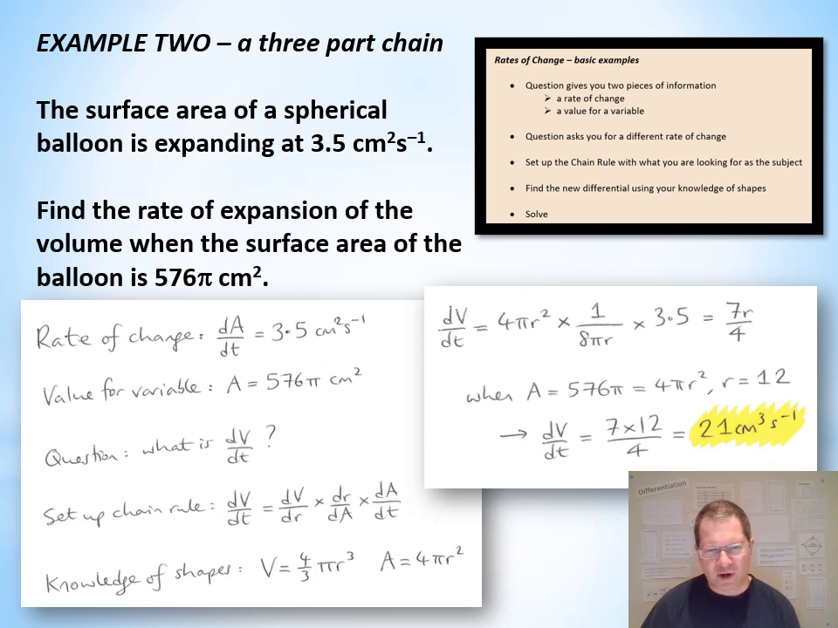We do need to work out what r is. We've been told the surface area is 576 pi. And again, we know the formula for the surface area is 4 pi r squared. So if we put that equal to 576 pi, the pi's cancel, we divide by 4, that gives us r squared as 144. And then we square root it and we get that the radius is 12. Hence dV by dt is 7 times 12 over 4, which is 21, and the units are centimeters cubed per second.